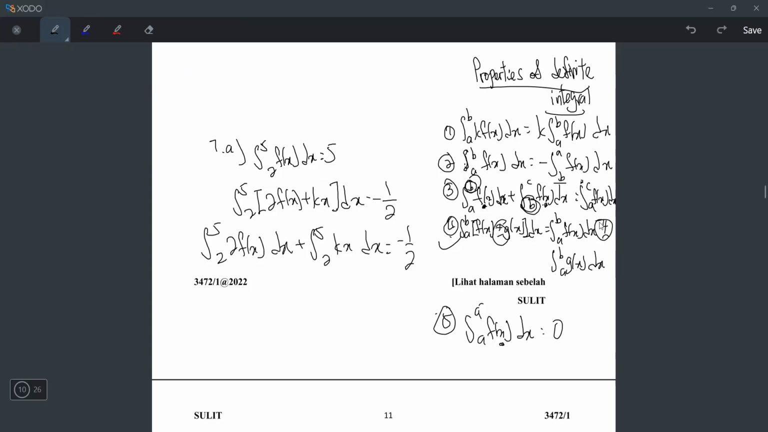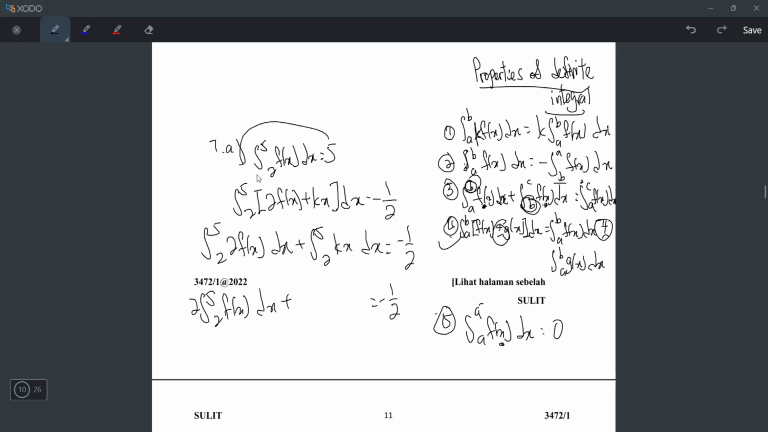It means that if this is plus, then this one also plus. This one minus, this one also minus. And then now you get here. I mentioned already, if there's a number k in front of f(x) dx, you can put the k in front. Means the 2 I can put in front like this, and then plus, equals something, equals negative 1 over 2.